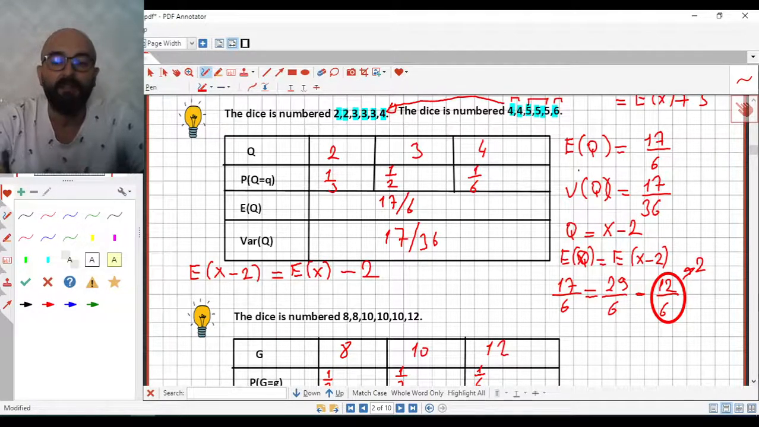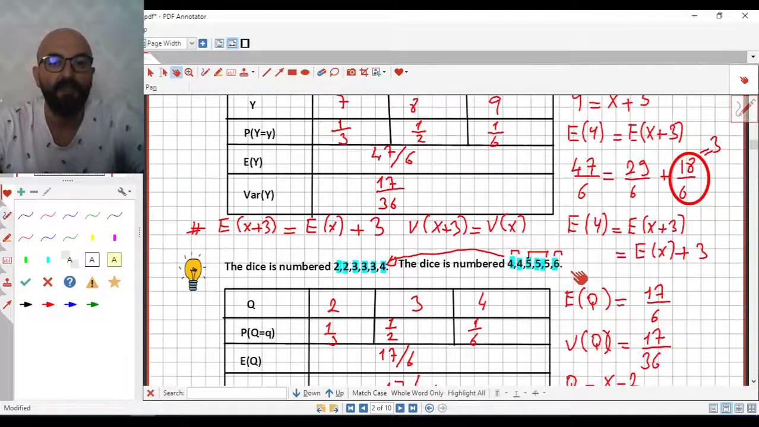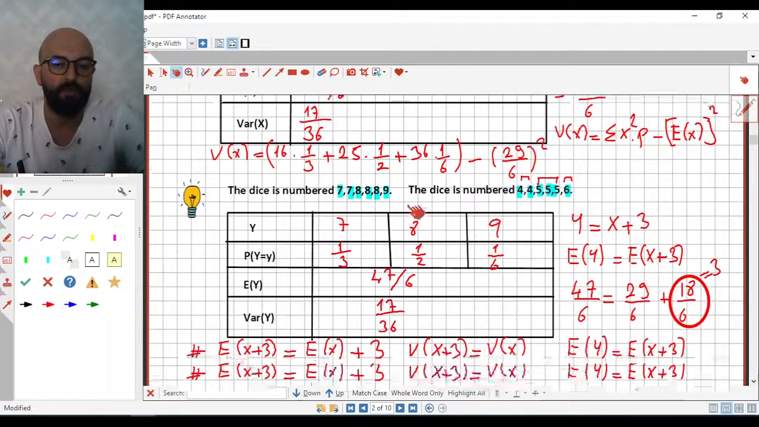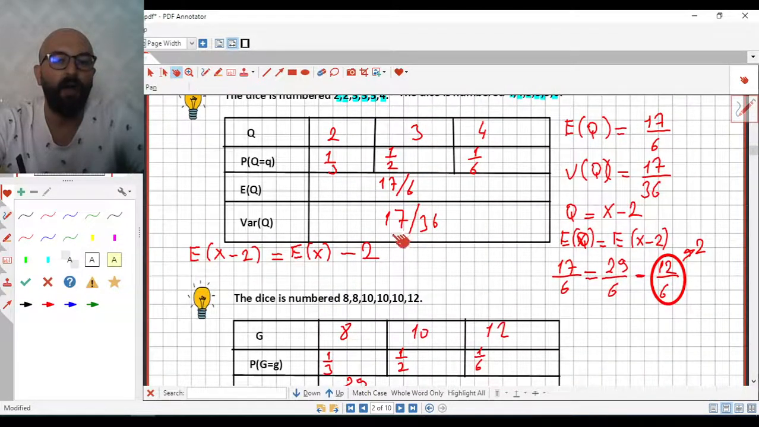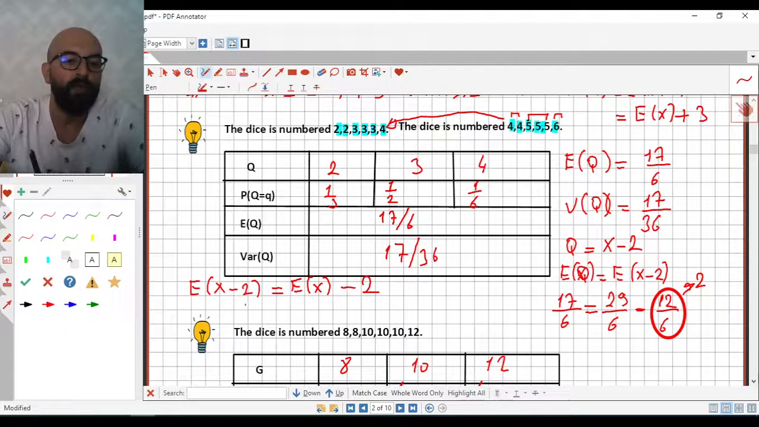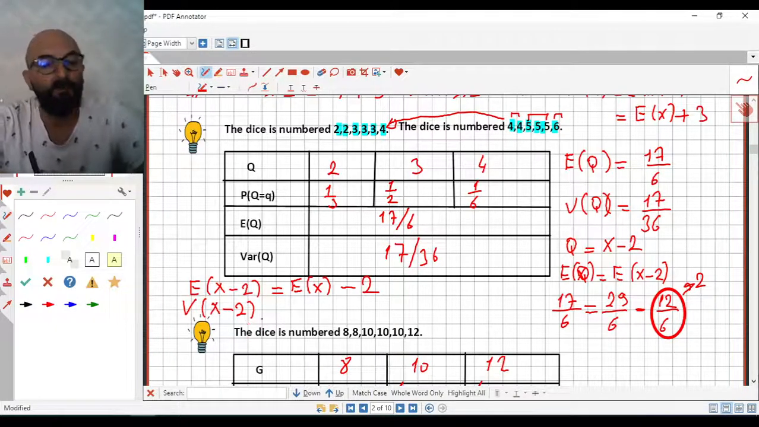Okay, if we want to compare the variance of the first example and the third example, in the first example our variance is 17 over 36. In the third example, our variance is 17 over 36. So if we add or subtract any number, the variance doesn't change.